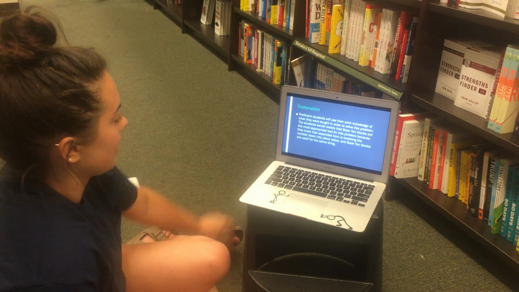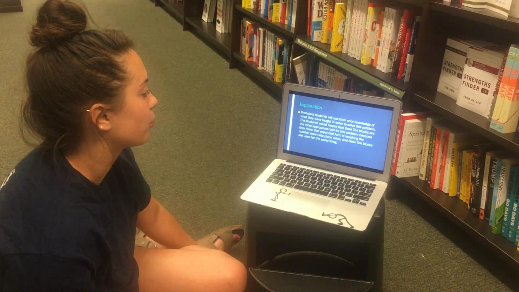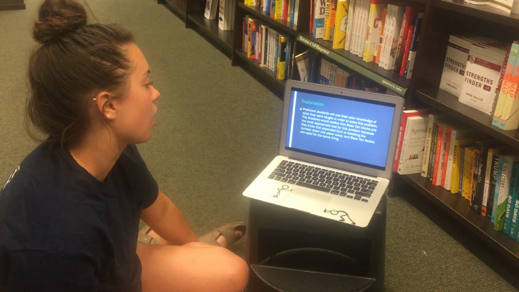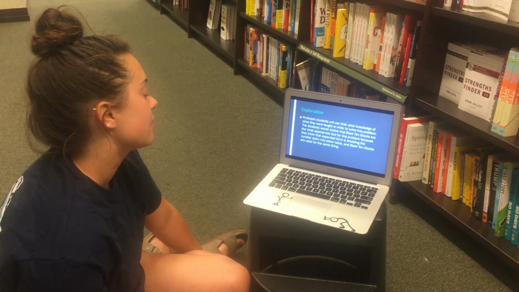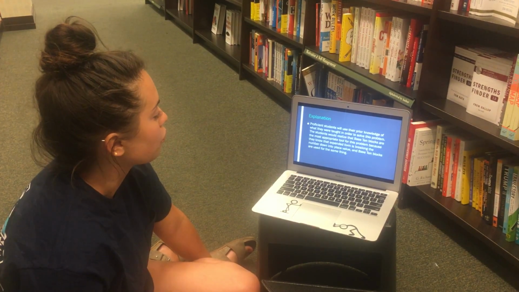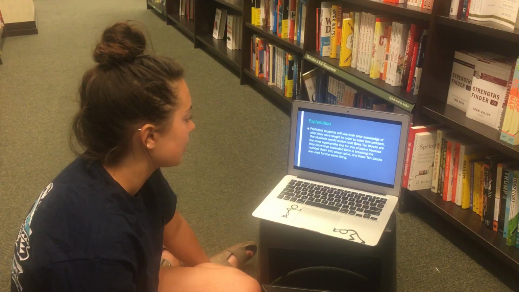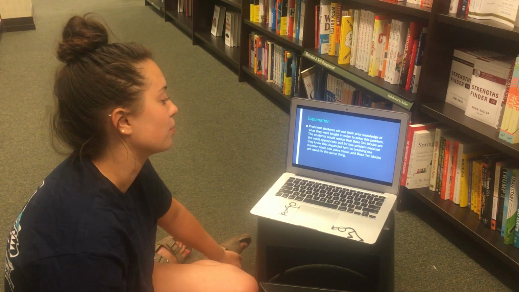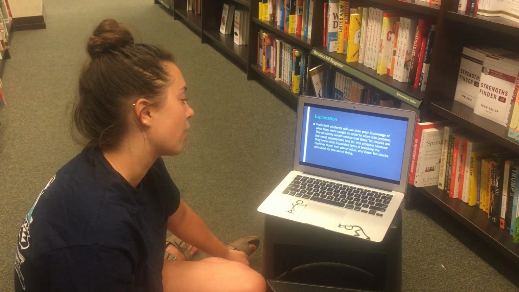The explanation is that proficient students will use their prior knowledge of what they were taught in order to solve this problem. The students would realize the base 10 blocks are the most appropriate tools for the problem because they know that expanded form is breaking the number down into place value, and base 10 blocks are used for the same thing.